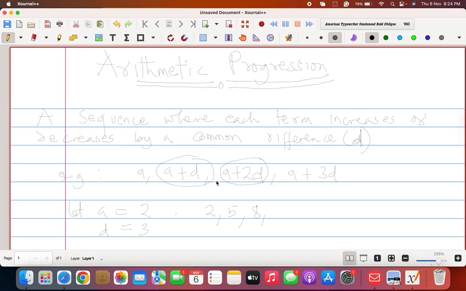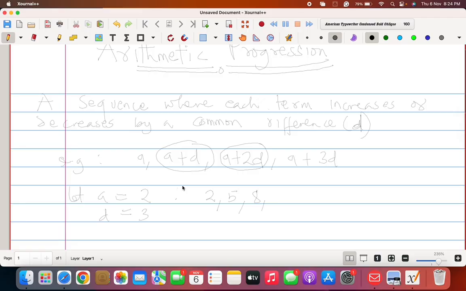Now, so I said this is a formula for AP. AP first and foremost, I said, is a sequence where each term increases or decreases by a common difference, please, common difference. Now, I gave us an example of a sequence which is arithmetic progression. Now, I said A, comma, A plus D. This is the first term, this is the second term, this is the third term, and that is the fourth term.